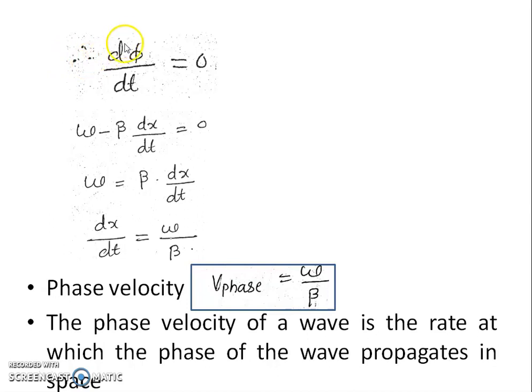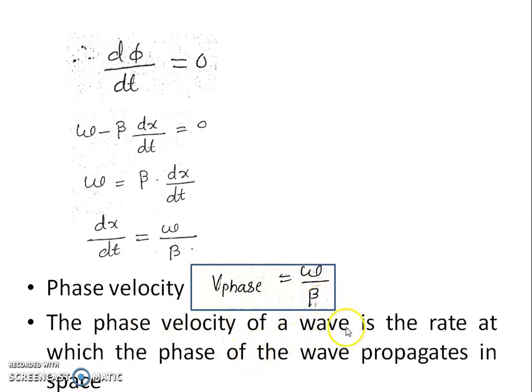Therefore, when we set d phi by dt equal to 0, from the equation we get omega minus beta dx by dt is equal to 0. From this relation omega is equal to beta into dx by dt, and we can find dx by dt is equal to omega by beta. So the phase velocity, represented by v phase or up, is equal to omega by beta.